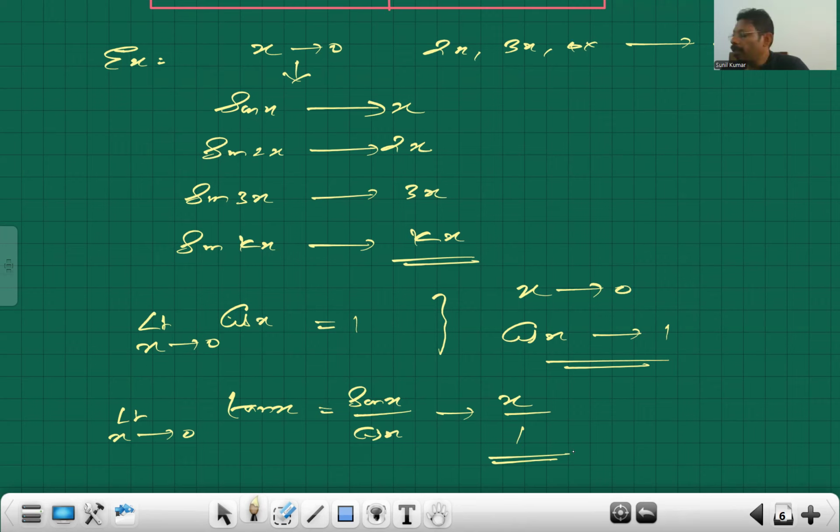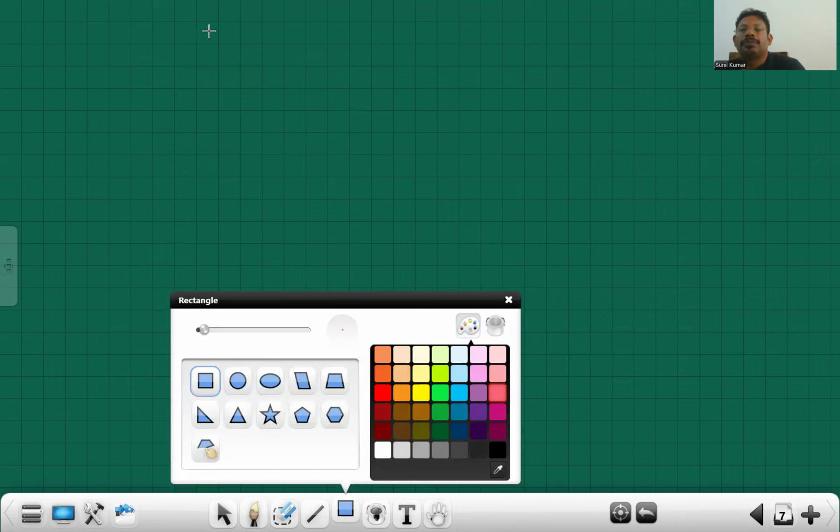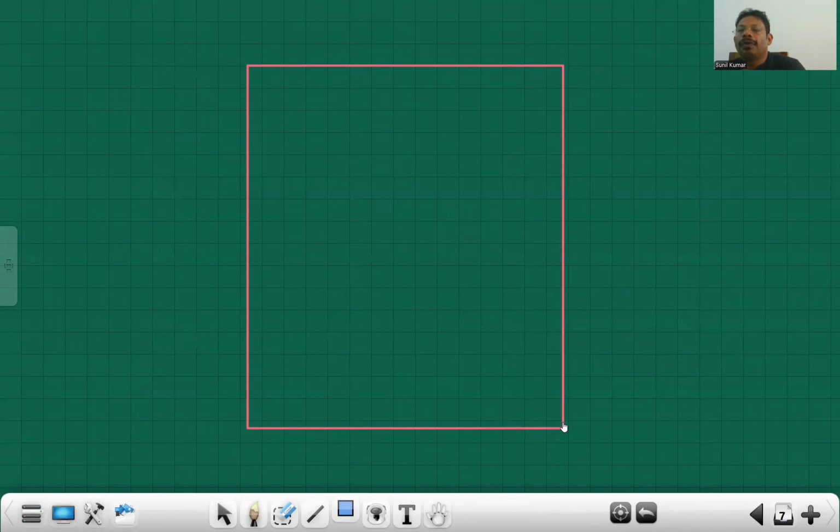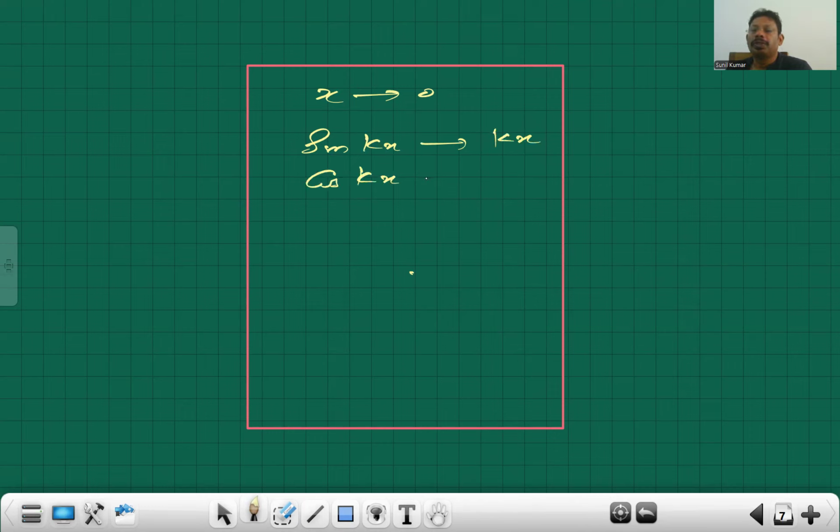So what is the meaning of all these concepts? Let me put it in some box. What are the things we got now? These are the basic ideas you should remember. Whenever x is approaching 0, that is the major part of this: sin kx should be tending to kx only, cos kx should be 1 only, tan kx should be kx only.